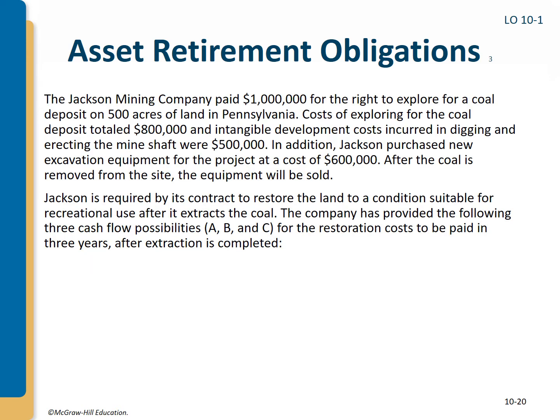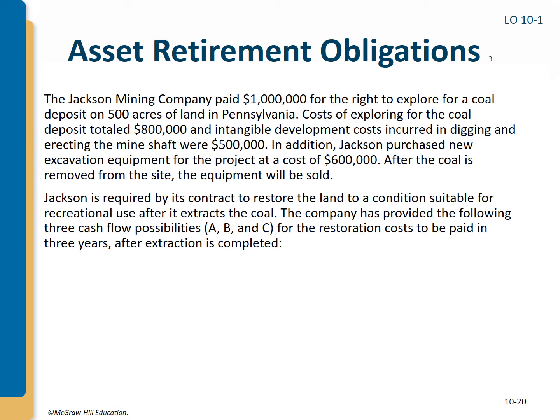Take a look. Jackson Mining Company paid $1 million for the right to explore for a coal deposit on 500 acres of land in Pennsylvania. Cost of exploring for the coal deposit totaled $800,000. Intangible development costs incurred in digging and erecting the mine shaft, $500,000. In addition, Jackson purchased new excavation equipment for the project at a cost of $600,000. After the coal is removed from the site, the equipment will be sold. Jackson is required by its contract to restore the land to a condition suitable for recreational use after it extracts the coal.